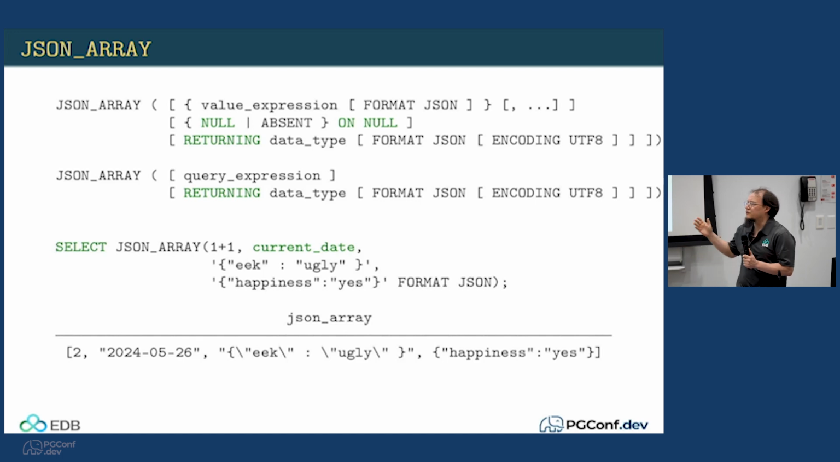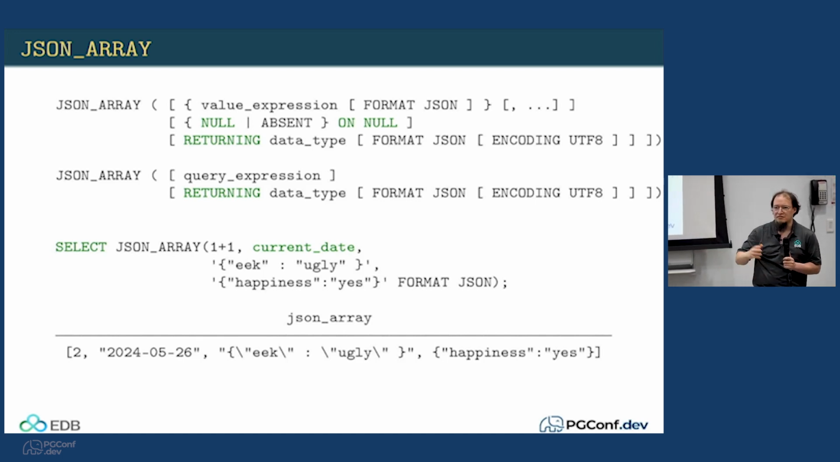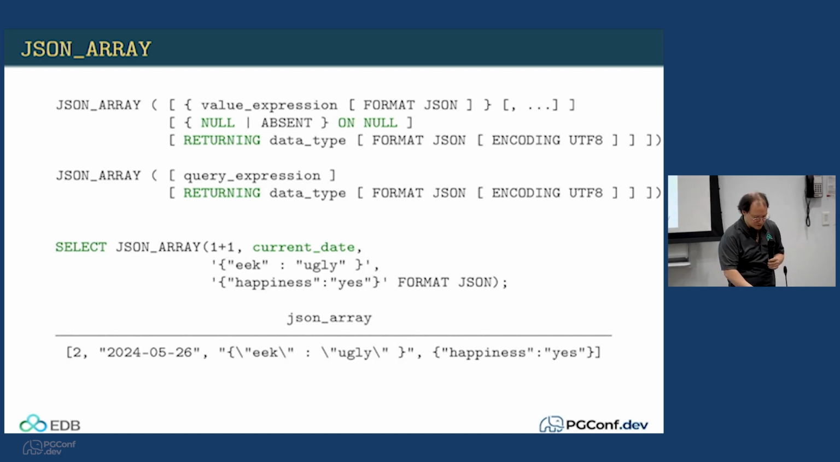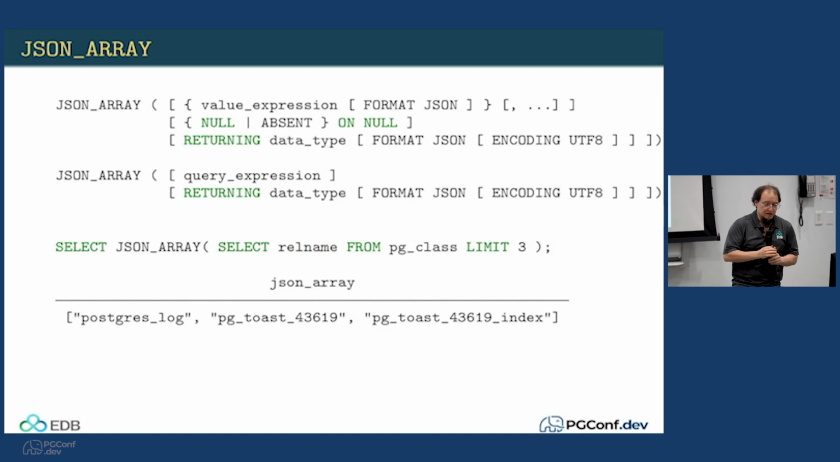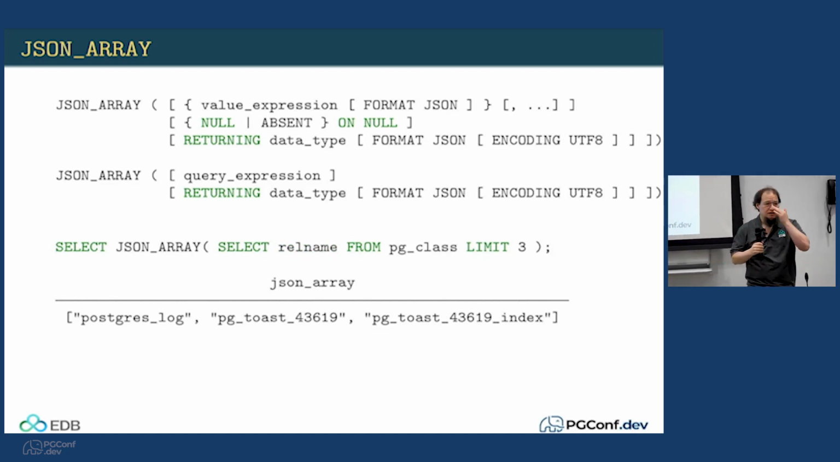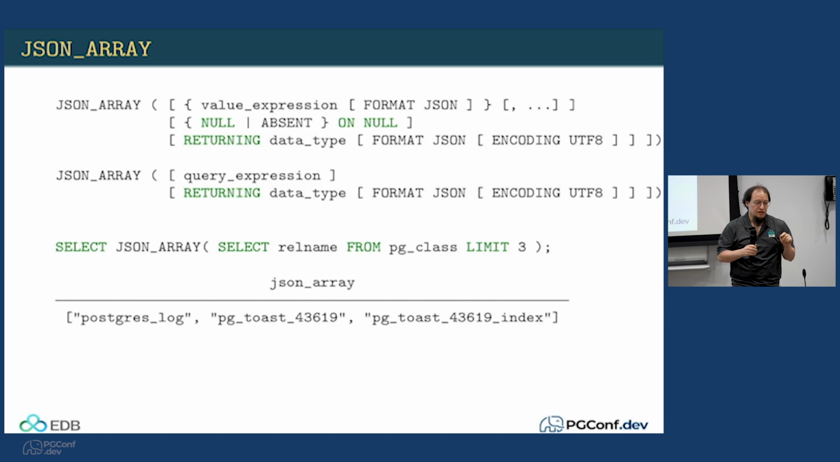You can also say encoding UTF-8, but this doesn't do anything because, as I understand, it always has to be UTF-8. And the other form of this function is that you can give it a query. This is very interesting because you can say select JSON array and give it whatever you want. It takes a query that returns one column, and then it will convert the values returned by that query into array values.